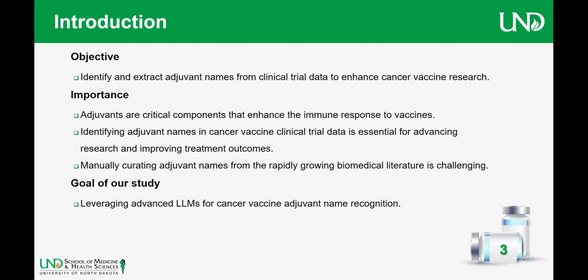Let's start with the introduction. The objective of our study is to identify and extract adjuvant names from clinical trial data to enhance cancer vaccine research. Adjuvants are critical components that enhance the immune response to vaccines. Identifying adjuvant names in cancer vaccine clinical trial data is essential for advancing research and improving treatment outcomes.